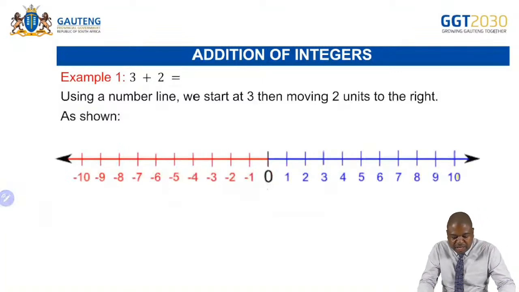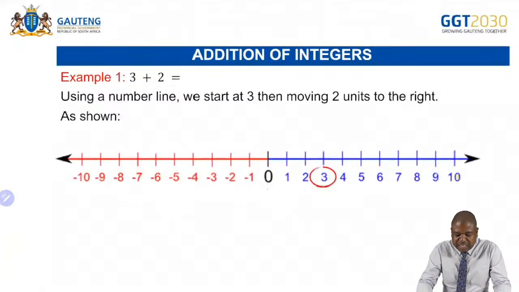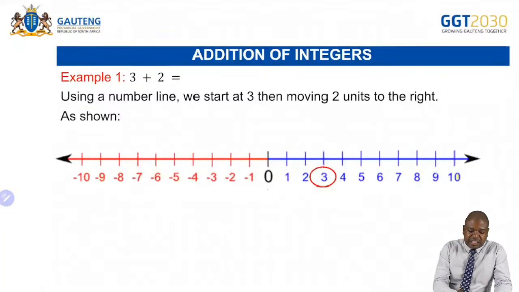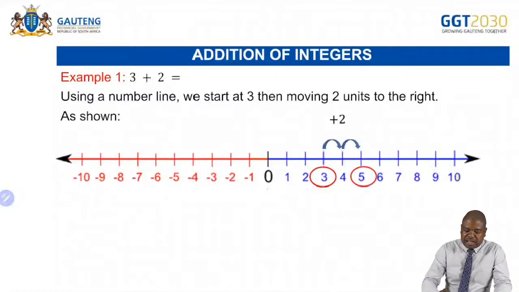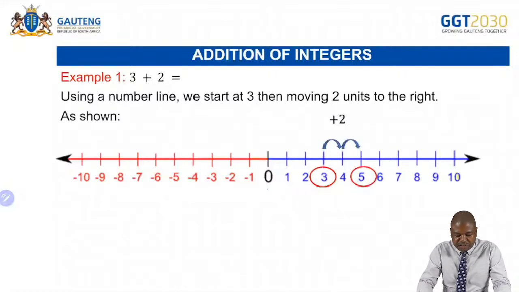So here, using a number line, when we are adding 3 plus 2, we start at 3, right? Since we are adding a positive number, right, we move 2 units to the right. 1, 2, which then gives us 5, right? We have moved 2 units to the right, which gives us 5. So we end up at 5. So we can say that 3 plus 2 is equal to 5. That is using the number line.